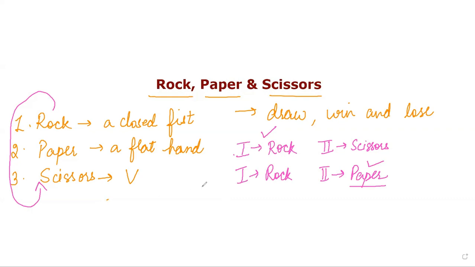Okay. Now, the next case, when the first person makes a paper and the second person makes scissors. Now, scissors has the ability to cut the paper. In that way, scissors will win.